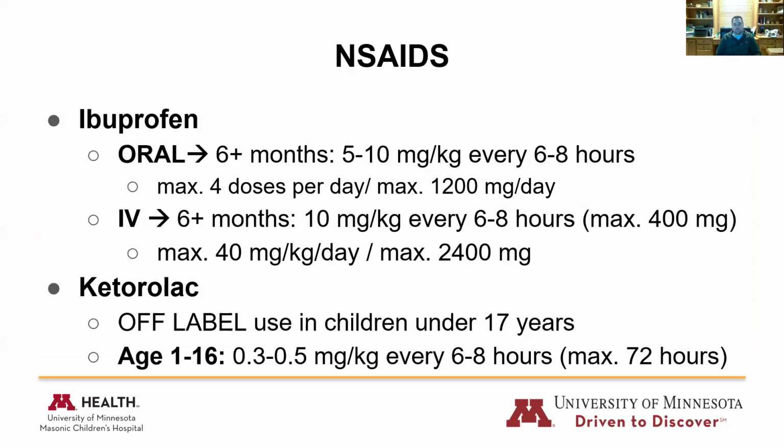NSAIDs include ibuprofen and ketorolac at this point in time. We use ibuprofen typically at 6 months or older. There is an IV version out there right now. We do not have it available yet, but I hope at some point it might be available to us for standard perioperative pain control. It might be there for PDA closures, although they're using Tylenol for that as well now, it seems. Ketorolac is very effective, but it is technically an off-label use in children under 17 years. We still use it because we don't have a good alternative with IV ibuprofen not being readily available, but just keep that in mind. For most pediatric patients, this is an off-label use.